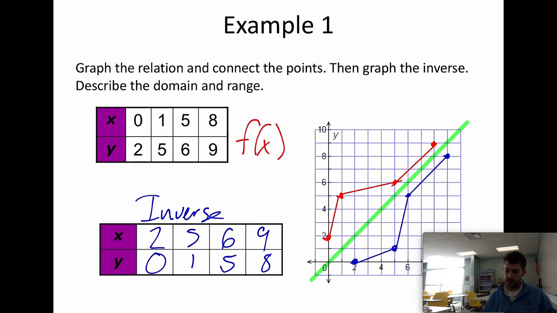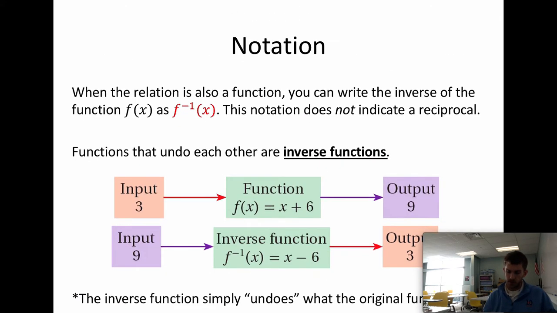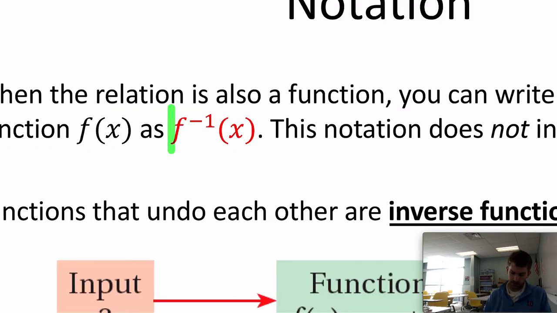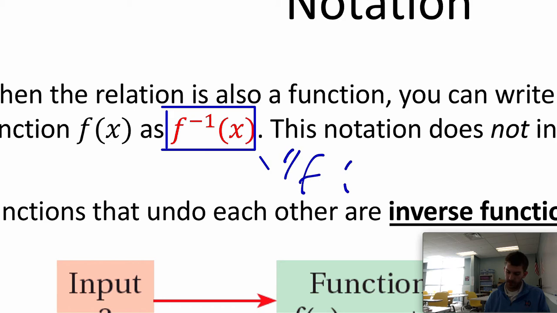Now, let's talk about notation a little bit. When the relation is also a function, so if f of x is a function and its inverse is also a function, we use the notation f inverse of x, and that is what this notation is right here. So the inverse looks a little something like this. And again, we read that as f inverse of x.